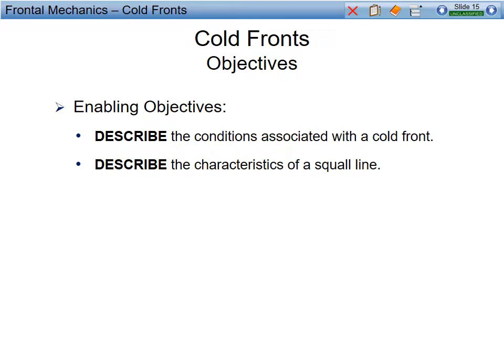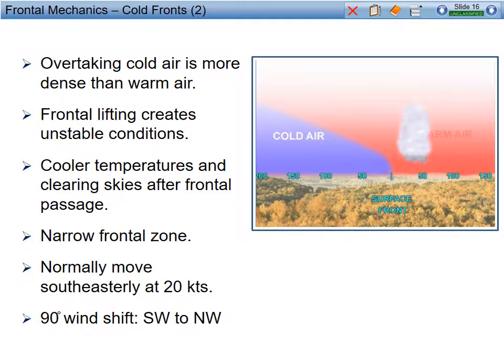Okay, moving on to cold fronts. We can talk about the conditions associated with it as well as squall lines. So a cold front, the overtaking air is colder and more dense than the warm air that existed beforehand. There's going to be frontal lifting, as we've learned previously about lifting methods. Because this cold air is heavier and more dense, it is going to lift the warm air up and out of the way as it starts to move in its direction, generally from west to east.